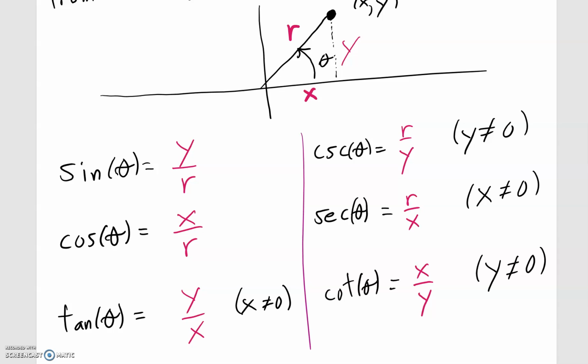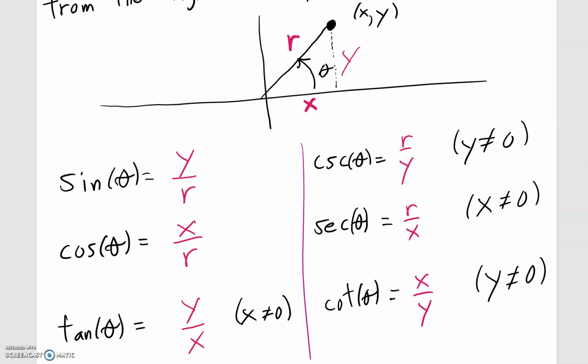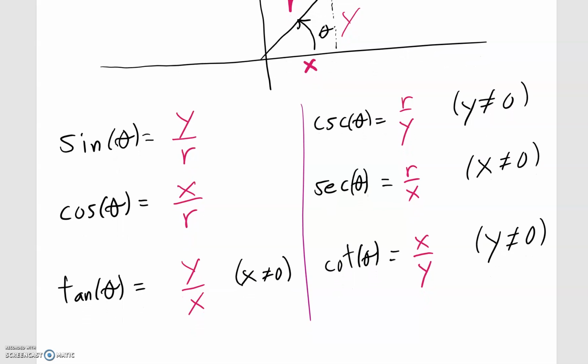So for any point that's in the xy plane, this point has an angle associated with it. And if you were to draw a triangle with that point and this radial distance r, here is how your trigonometric functions will be defined. These are still equivalent to the SOHCAHTOA that you're used to from the previous section.